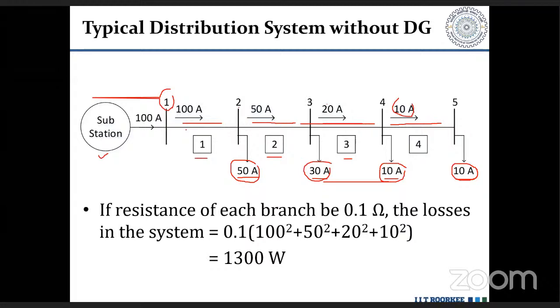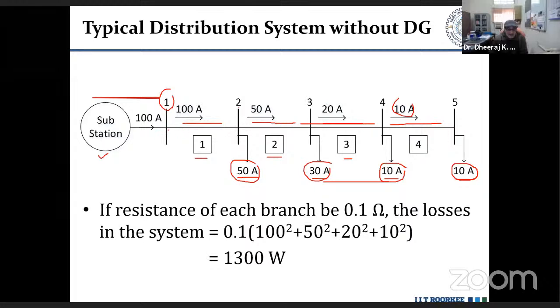Now we consider that all branches have the same resistance, that is 0.1 ohm. We can compute the total losses occurring in this system, that is simply I squared R losses in each individual branch, and then take the summation of all individual losses. It comes to be 1.3 kilowatt.